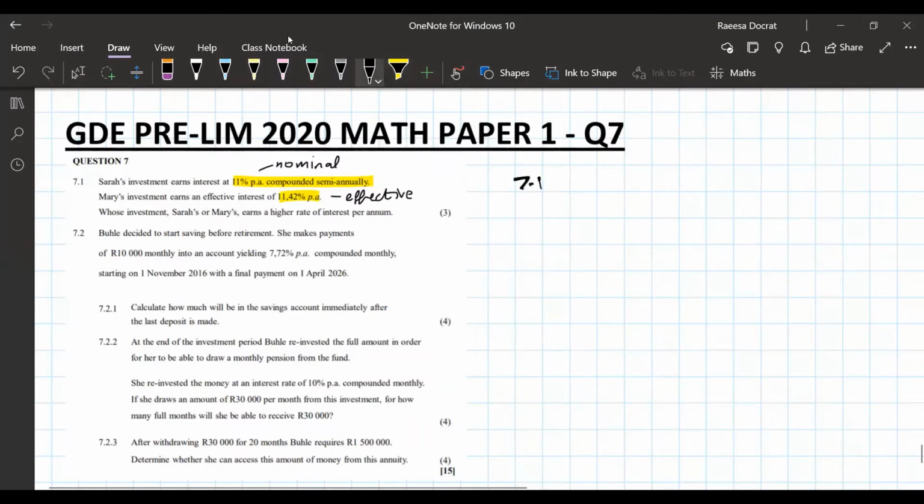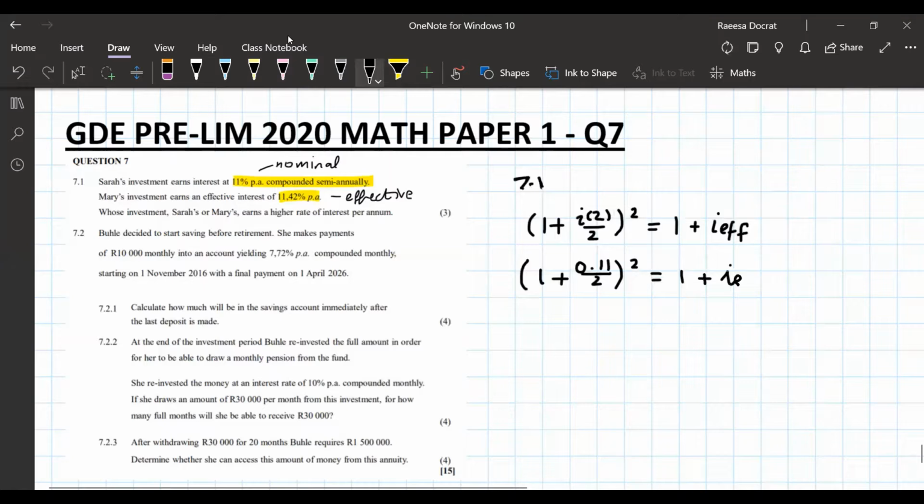We're going to use our nominal to effective formula, which is 1 plus i over 2, to the power of 2, is equal to 1 plus i effective, because it's semi-annually. So that is the formula. Then we're going to substitute our values. We have 1 plus 0.11 over 2, to the power of 2, is equal to 1 plus i effective.